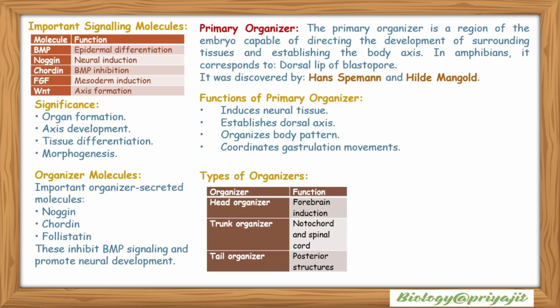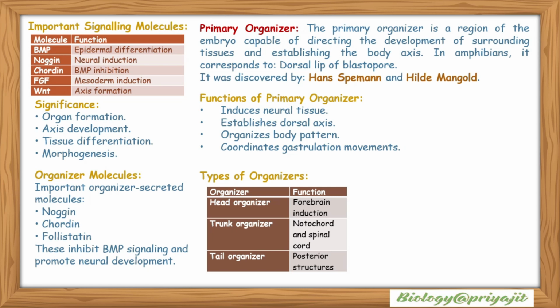cell differentiation. Important signaling molecules are BMP, which is responsible for epidermal differentiation, noggin for neural induction, chordin for BMP inhibition, FGF for mesoderm induction, and WNT for axis formation. Significance: organ formation, axis development, tissue differentiation, and morphogenesis.